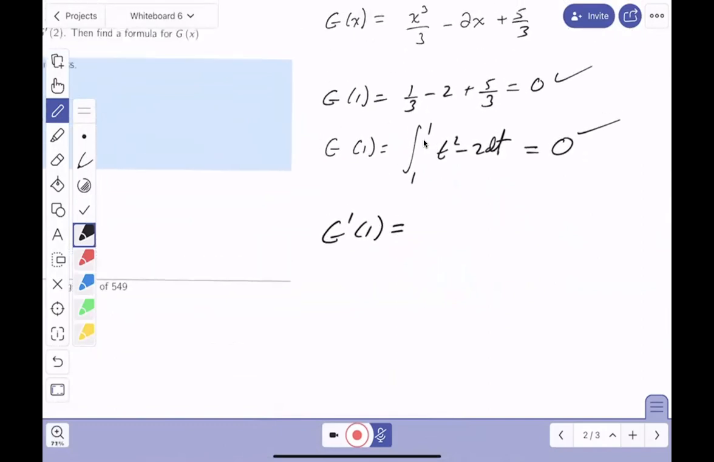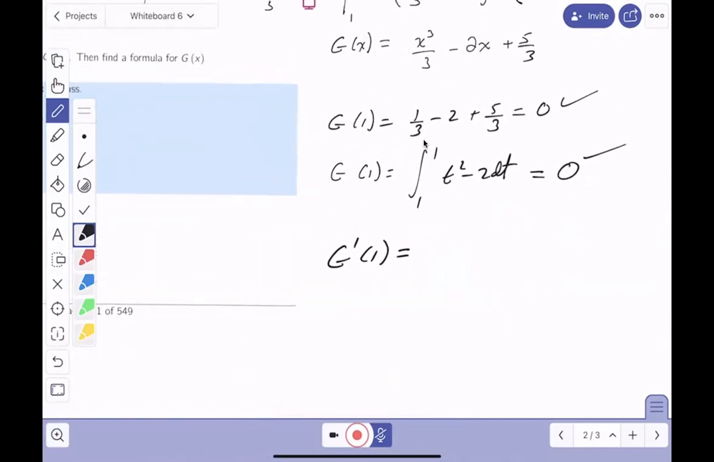Well, you know what I need there? I guess I need to know what g prime is. I think I can do that. That's going to be x squared minus 2, I'm looking at this, by the way. So what's g prime of 1? 1 minus 2, which is minus 1.